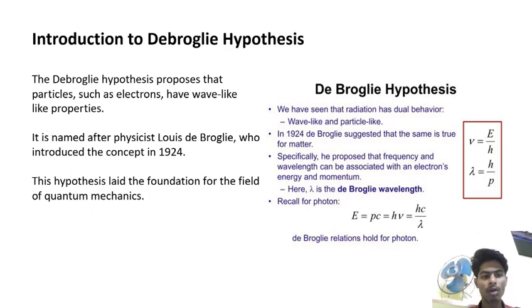It is named after physicist Louis de Broglie, who introduced the concept in 1924. The one who invented de Broglie's hypothesis is Louis de Broglie. This hypothesis laid the foundation for the field of quantum mechanics. It is the main basis and foundation for the field of quantum mechanics.